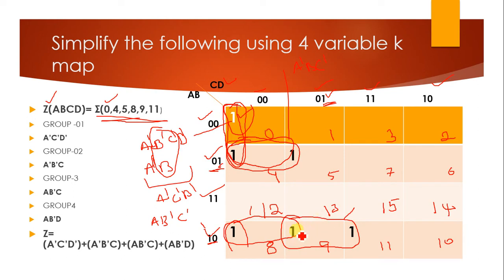In group number 4, A and B dash will remain the same. Which attribute is changing? C got changed from 0 to 1, so you have to remove C. That is A B dash D dash. With all these 4 combinations, you can add them together in order to get the final output. That is A dash C dash D dash, A dash B dash and C, A B dash and C plus A B dash D. So this is the final.